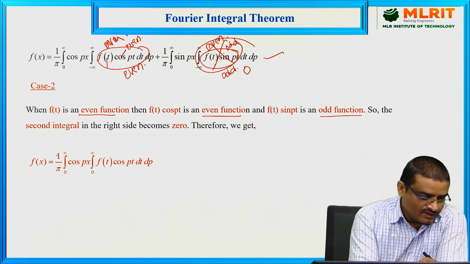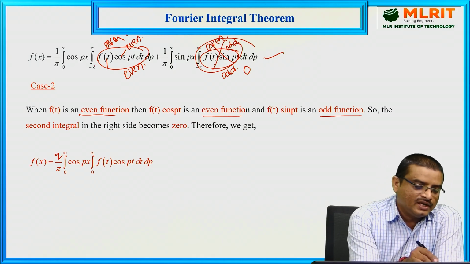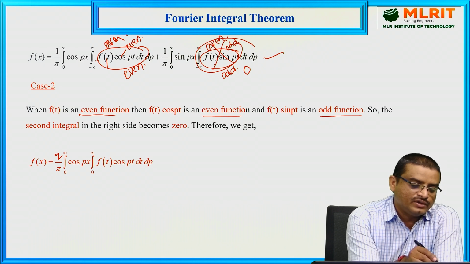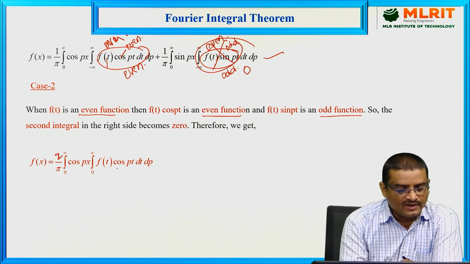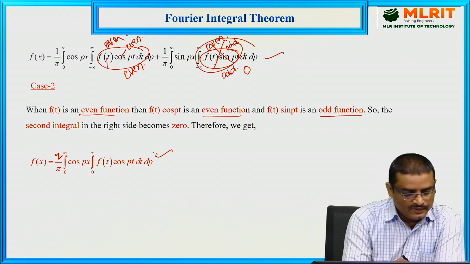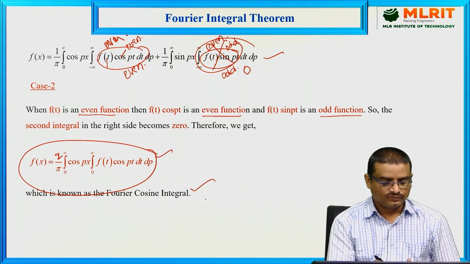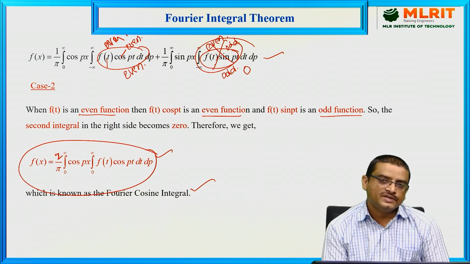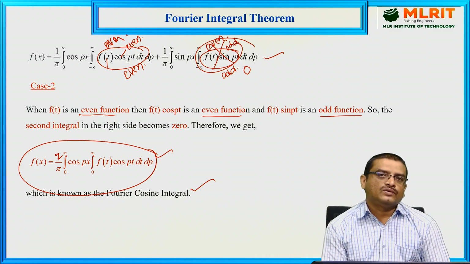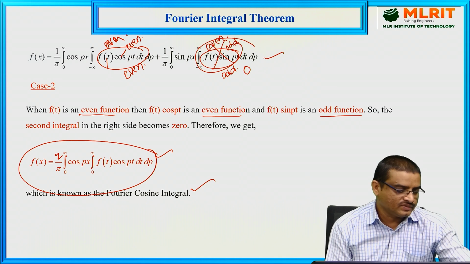So this we can call 2 by pi integral, this integral from minus infinity to infinity, we can take as 2 into integral 0 to infinity cos px integral 0 to infinity f of t cos pt dt dp. This we can consider as the Fourier cosine integral formula. So these are the Fourier cosine and Fourier sine integral formulas here. Now by using these Fourier sine and cosine integrals, we will take some functions and find the Fourier sine integral value and Fourier cosine integral values here.